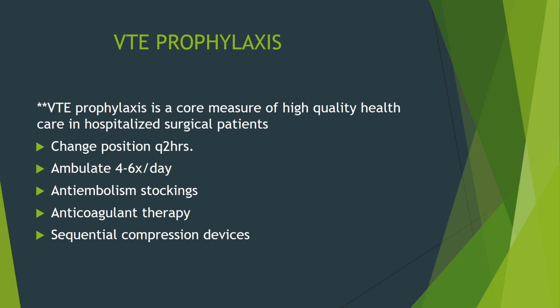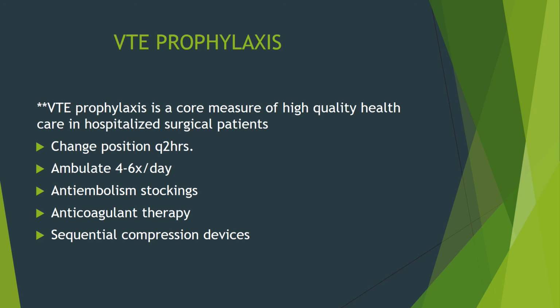But you'll see most of your patients who are in the hospital and who are going to be on any kind of bed rest or mostly spending time in bed will have these core measures instituted as well. And it's really just good nursing care. But somebody decided that we had to call it a core measure and make sure that it was being done. So it involves changing positions every 2 hours for anybody who's immobilized, ambulating the patient 4 to 6 times a day, anti-embolism stockings, which are TED stockings, making sure these patients are on some type of anticoagulant therapy.